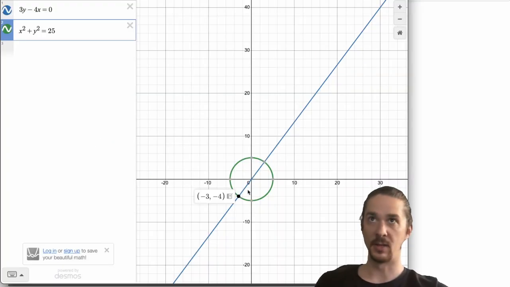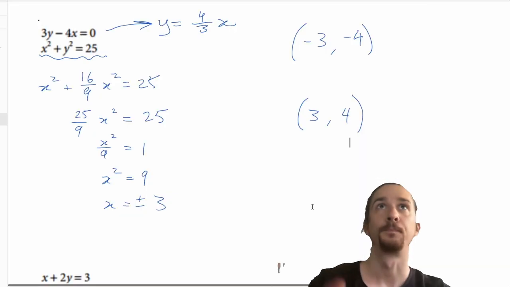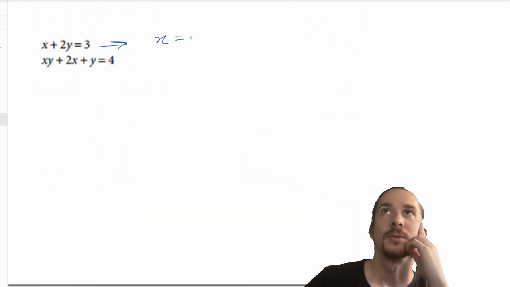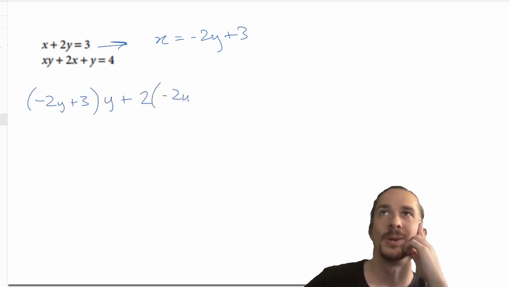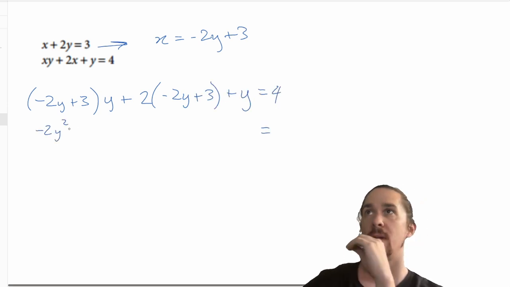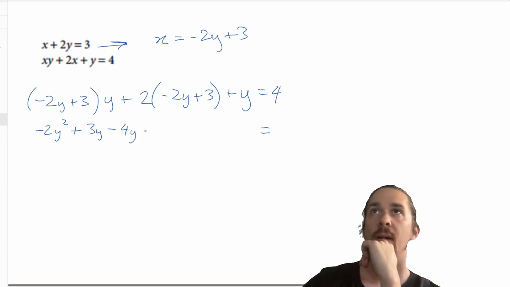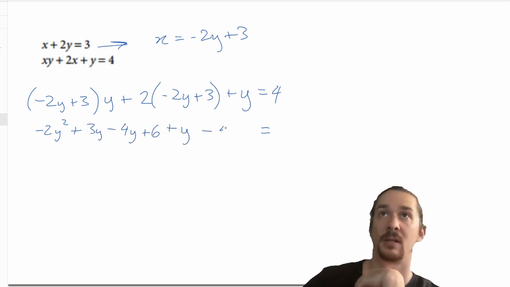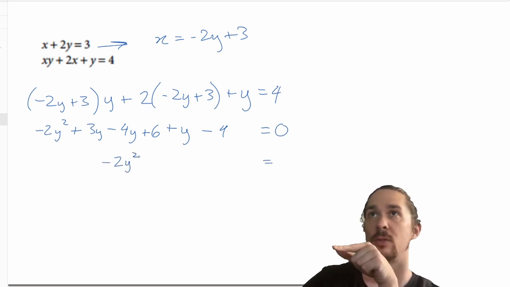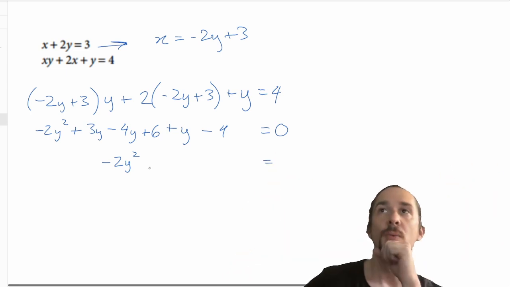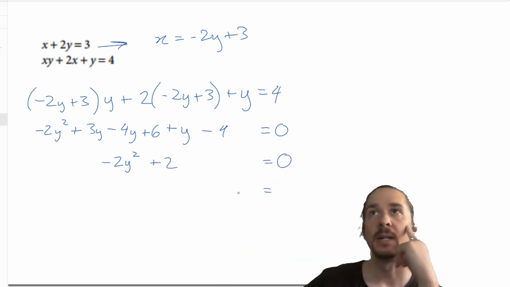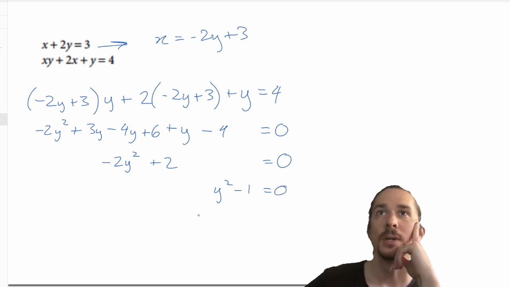And we have our 2 points of intersection here at -3, -4, and at 3, 4. Perfect. 2 more to go. x equals -2y plus 3. So that means we have (-2y plus 3) times (y plus 2) amounts of (-2y plus 3) plus y equals 4. So we will have -2y squared plus 3y minus 4y plus 6 plus y minus 4 equals 0. -2y squared, then the 3y plus y minus 4y will cancel, and then we have 6 minus 4, so plus 2 equals 0. I'm going to divide both sides by -2, so it's going to become y squared minus 1 equals 0, which is a difference of two squares.